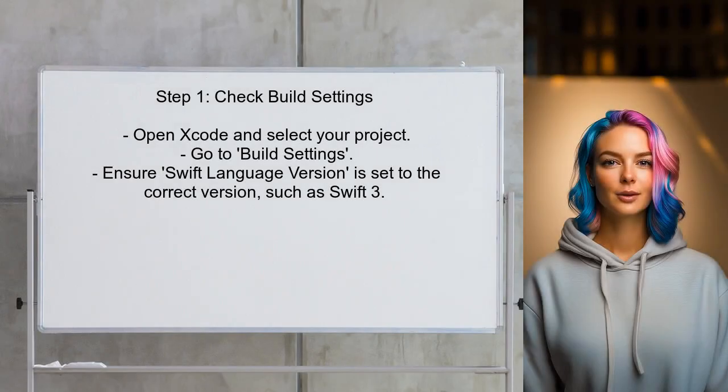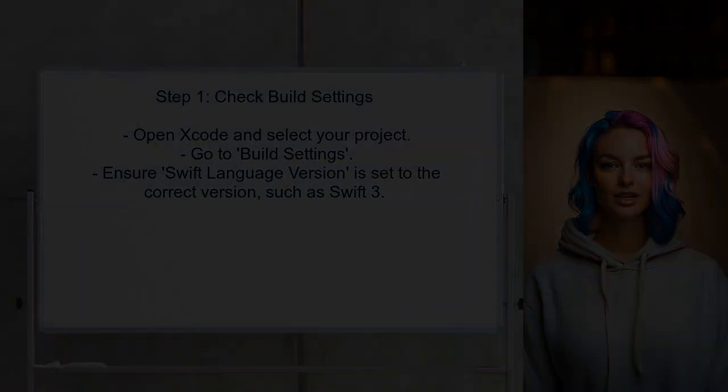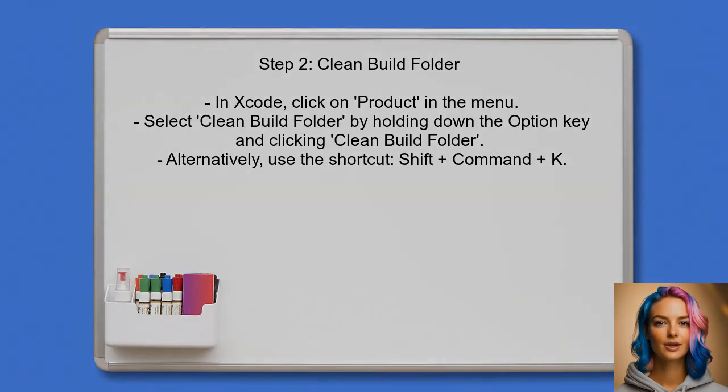To address the warning about the Swift error in the module, the user should first ensure that the build settings are correctly configured. This includes checking the Swift language version in the project settings. Next, the user should clean the build folder. This can help resolve issues related to cached data that might be causing the debugger to fail.